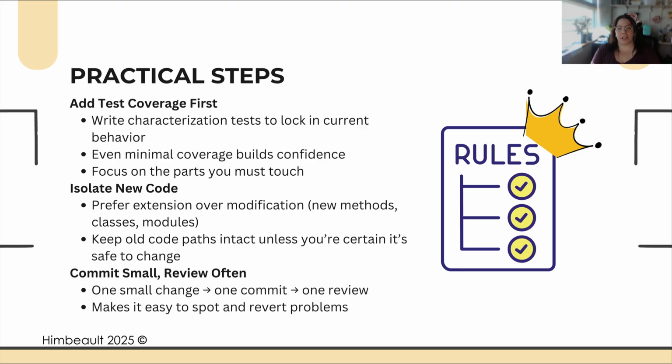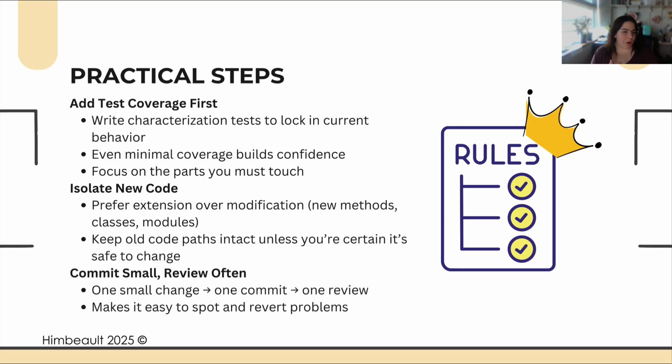So the very first thing we're going to do when we're ready to start adding new code, after everything else we've already discussed in this video suite, is to add some tests first. The very first thing we're going to do is add what are called characterization tests. And these will allow us to lock in the current behavior and get a better feel for how the current behavior is working. Even having minimal coverage that we have now written will help us build confidence that when we make a change, we aren't going to break core functionality. Right? We need to focus these tests on the parts that we have to touch, but of course, the more tests, the better as well.